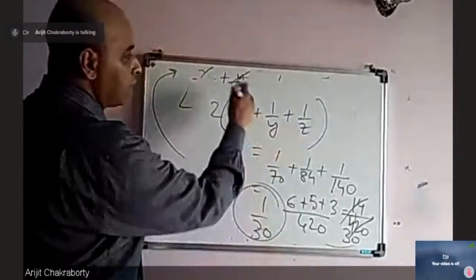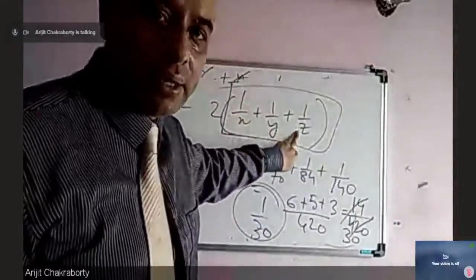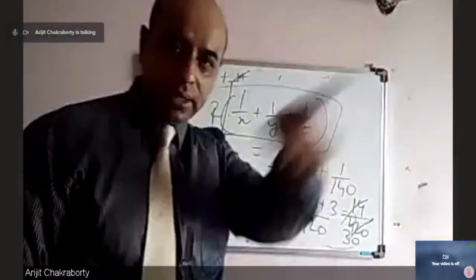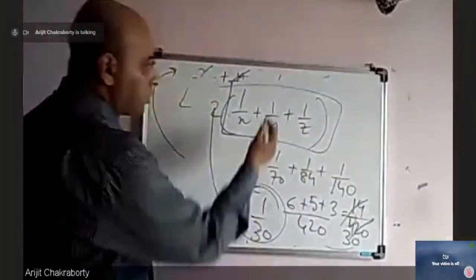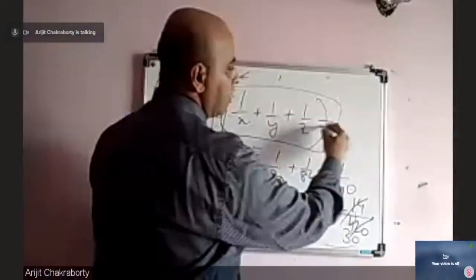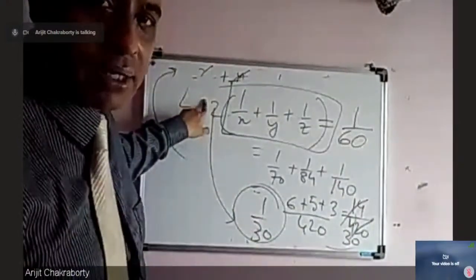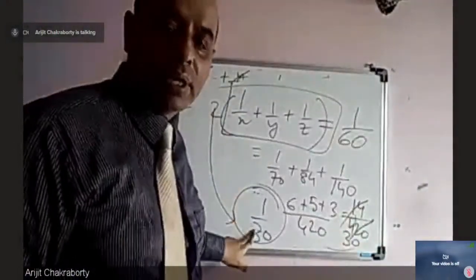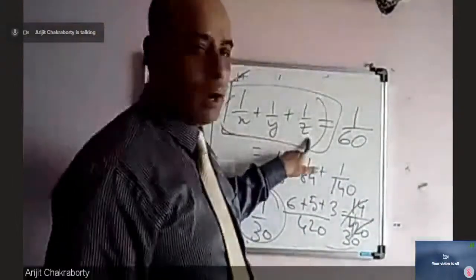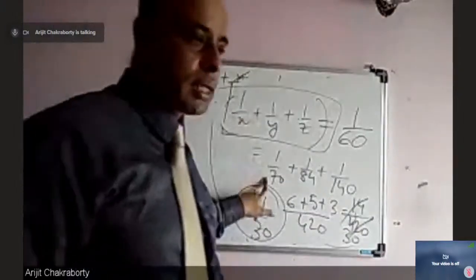Okay, so therefore, if I want to find out only this part, 1 by x plus 1 by y plus 1 by z, the 2 will come to the right hand side denominator. So the left hand side, 1 by x plus 1 by y plus 1 by z, will be equal to 1 by 60. The 2 which you are finding on the numerator, left hand side, will come to the right hand side denominator. And if you get this, you already had the earlier equations.